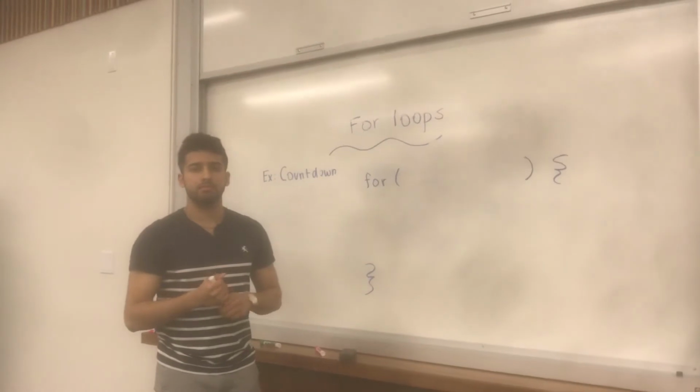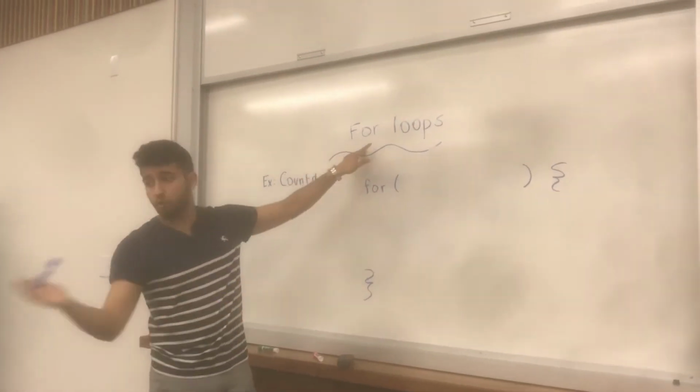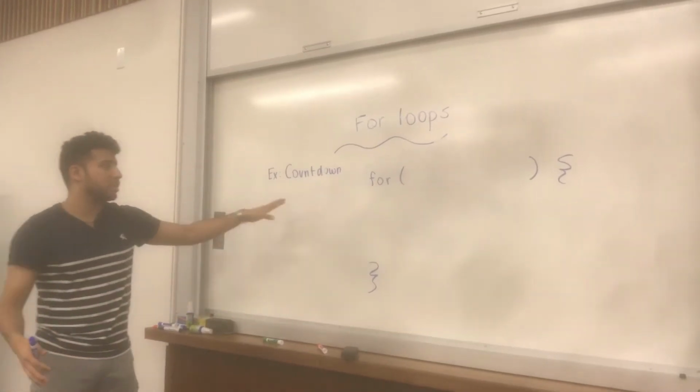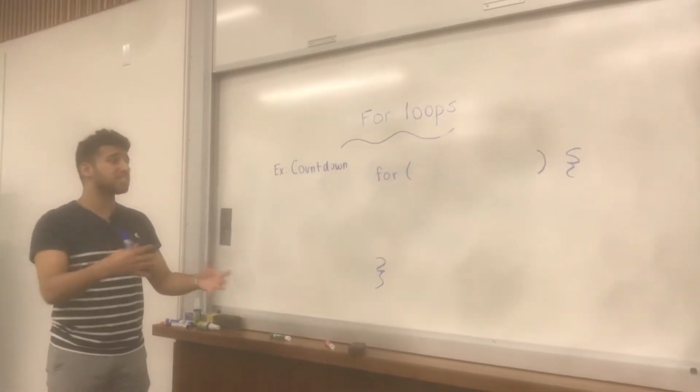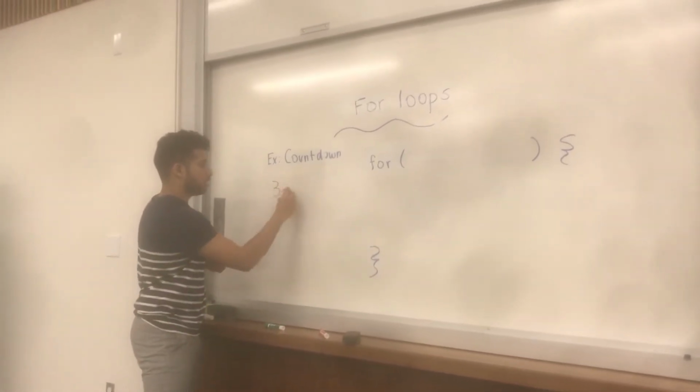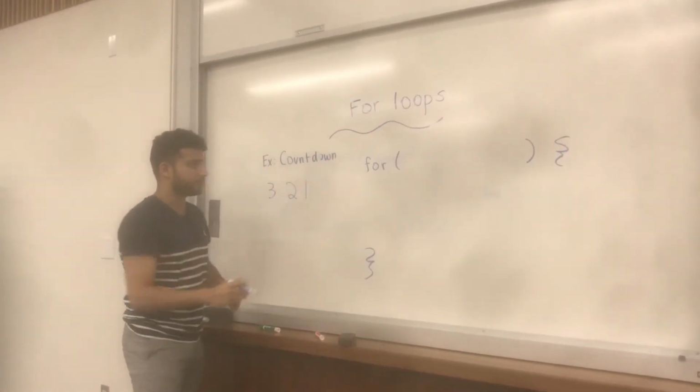Mr. Noble, you've gone over while loops, but what about for loops? Alright, so let's do for loops then. We can use the example for a countdown again because for loops are very similar to while loops. So again, a countdown goes from 3, 2, 1.